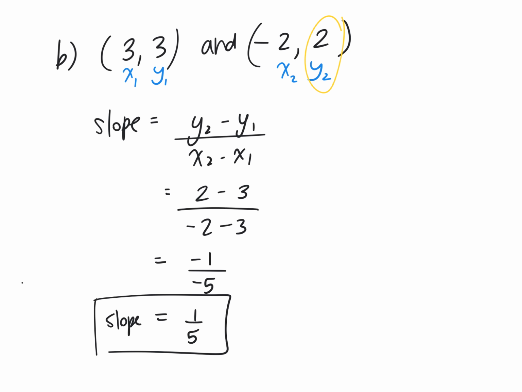That means that this line rises by 1. It goes up by 1. And it goes over 1. So let's say it's here. 1, 2, 3, 4, 5. That's your line.